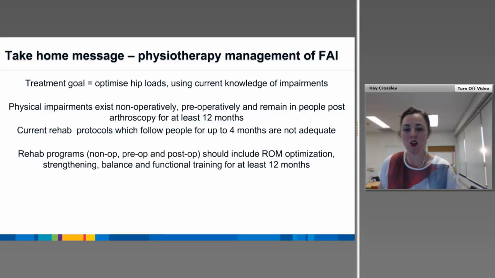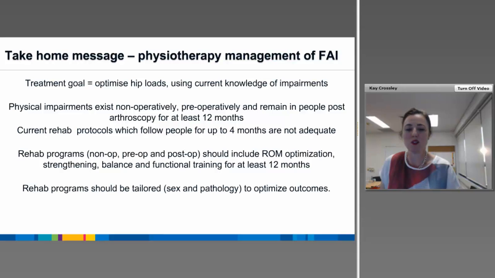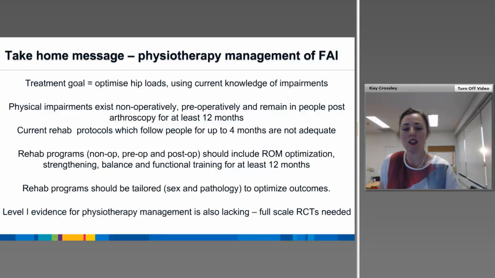and they need this ongoing long-term maintenance exercise. And rehab programs, whether they're non-operative, pre-operative or post-operative, should include range of motion optimisation, strengthening, balance and functional training for at least 12 months. Their rehab program should be tailored to their sex and their pathology if we're going to optimise their outcomes. And our level 1 evidence for physiotherapy management is also lacking. We really do need full-scale physiotherapy randomised control trials. Thank you for your time.